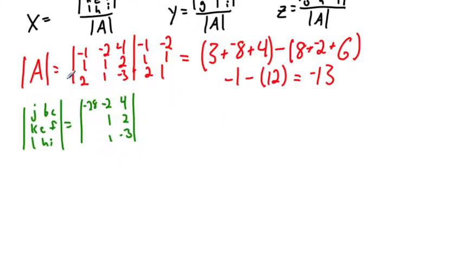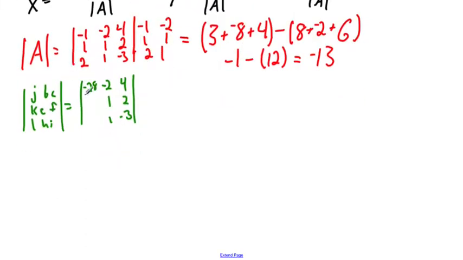Negative 28, right? Yeah, okay. Negative 28, negative 11, and 30. Great. Again, I replicate my first two columns, and now I'm ready to go.